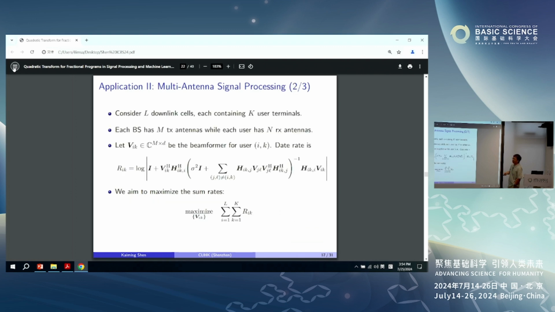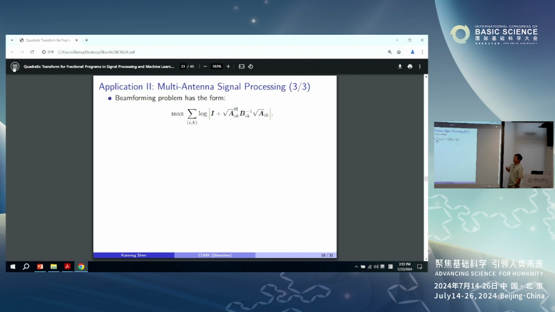So let me look at this problem more closely. Suppose we have multiple downlink cells, and each cell has multiple user terminals, and each base station has multiple antennas, and each user terminal has multiple antennas as well. And therefore, the beamforming vector V is a matrix, and this is the variable we aim to optimize. And given V, we can calculate the data rate of each user ik by using this formula. So this is based on Shannon's information theory, the channel capacity, okay? So basically, the data rate is a function of all the beamforming vectors, Vik. And our target is to coordinate all the Vik so as to maximize the total data rate throughout the network. Okay. So let me show more details about this optimization problem.